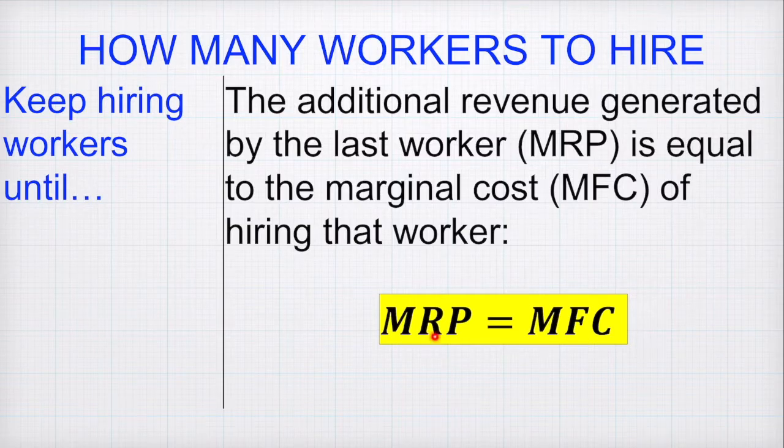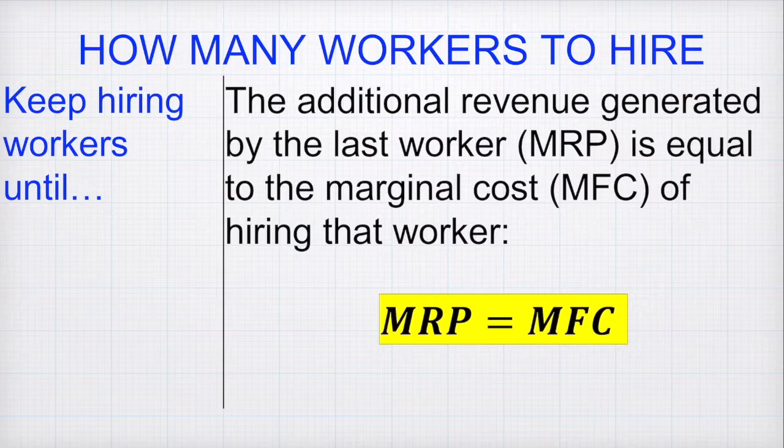So as long as your MRP is greater than your MFC, as long as the additional revenue is higher than the cost, keep hiring workers. When they're equal, you want to stop, because what's going to happen is that the marginal factor cost will start to exceed the marginal revenue product, which means it's going to cost you more to hire a worker than the amount of additional revenue they could bring in.